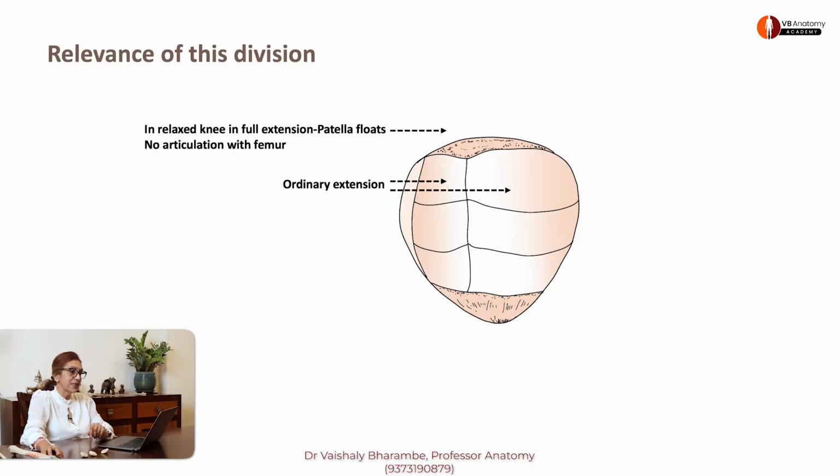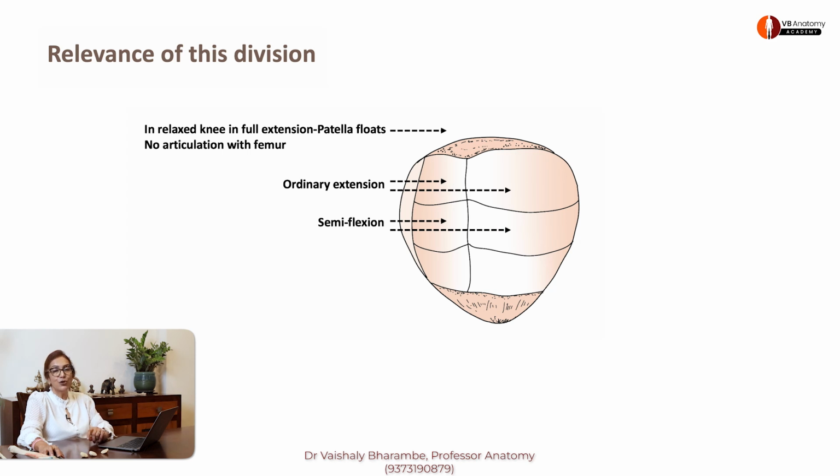In a relaxed knee, just relax your knee, keep it on some kind of surface, keep it relaxed in full extension. You will find that you can actually play with your patella. Your patella is no longer articulating with the femur. You can move it around. But in ordinary extension, the upper two articular surfaces are articulating with the femur. Much of the patella is distally free.